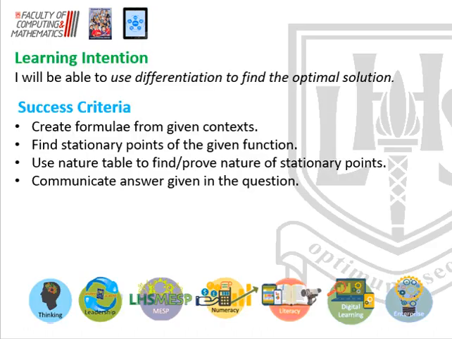Okay, so looking at the success criteria, this here, part A, that could have went at the end, because that's where you're going to do it. But being able to create a formula from given contexts, being able to find the stationary points of a given function, being able to use the nature table to prove nature of stationary points, and then be able to communicate the answer given in the question. So are you finding x? Are you finding the dimensions? Is it you're actually finding, you might be asked to find what the actual surface area is that's minimised, something along those lines.